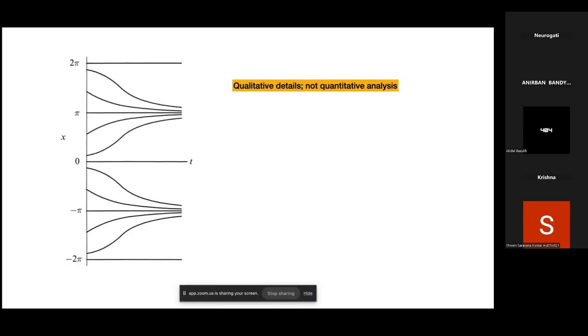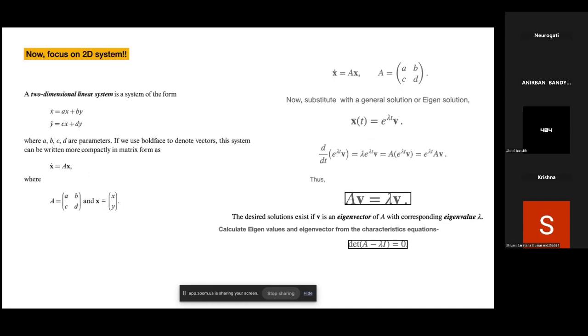So by looking at the qualitative analysis, we can understand how the solution of the system will be. This is a very basic 1D system. Now let's look at the 2D systems.